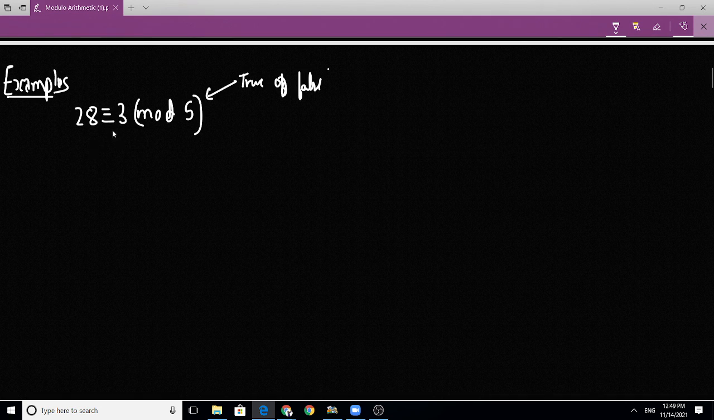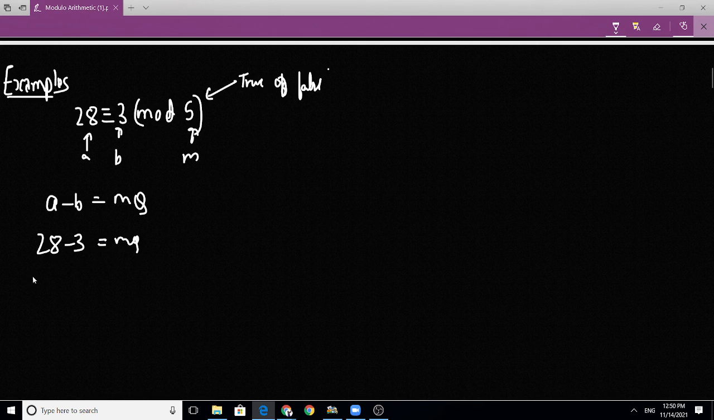So I'm writing, this is A, this is B, and this is M. A minus B equals MQ. That implies 28 minus 3 equals 5 into Q. 25 equals 5 into Q, which is true because 25 is a multiple of 5.